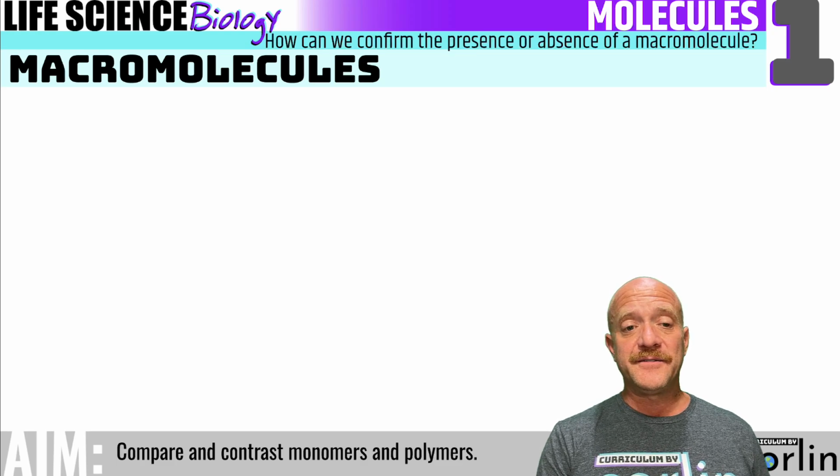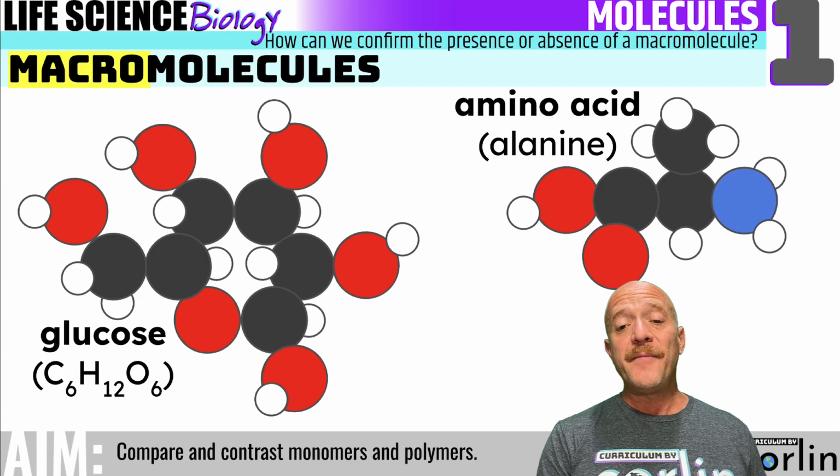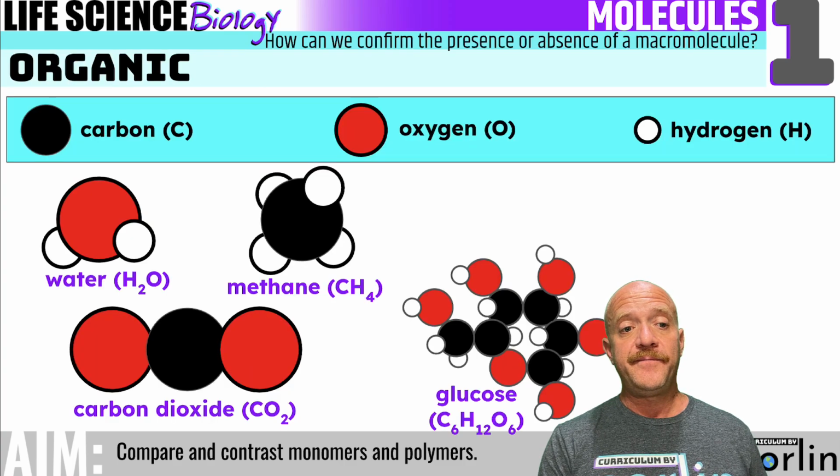Okay, macromolecules. If we break down the word, macro means large. And an example of a macromolecule is glucose. This is a large molecule. We will talk more about this throughout the entire year. Another macromolecule would be an amino acid. This is the chemical structure for alanine, one of the amino acids that we'll be working with.